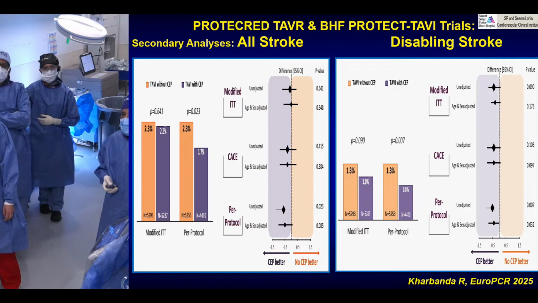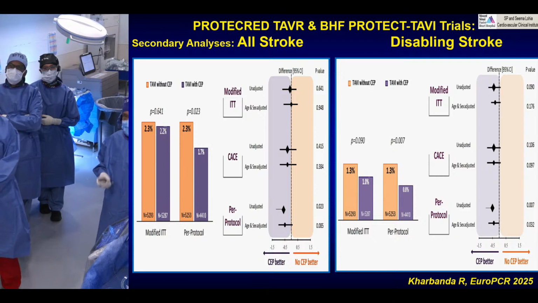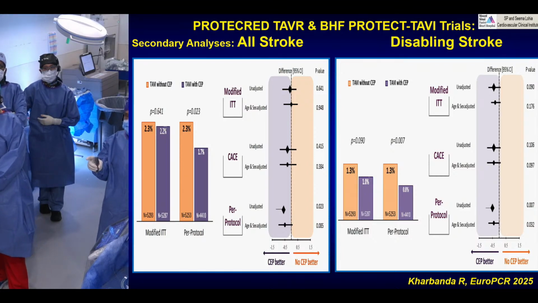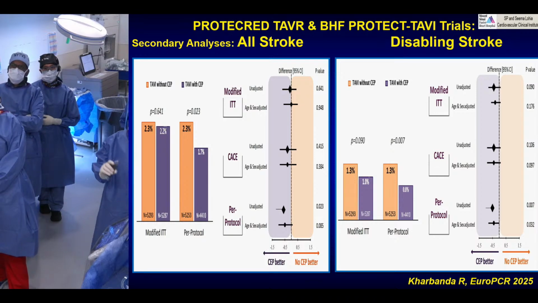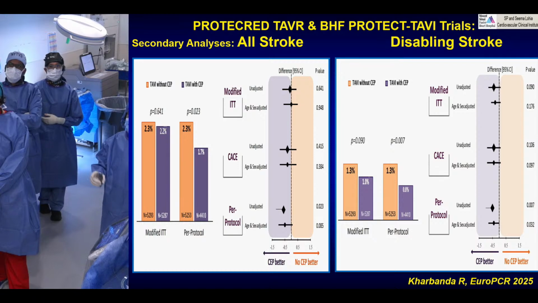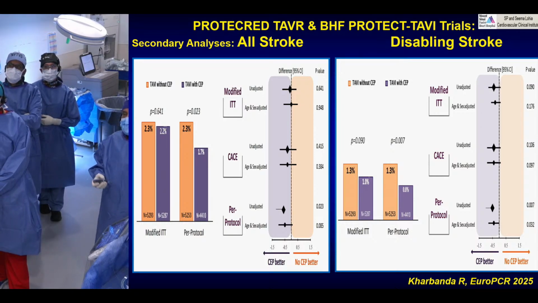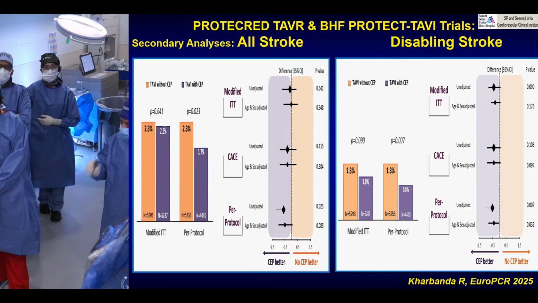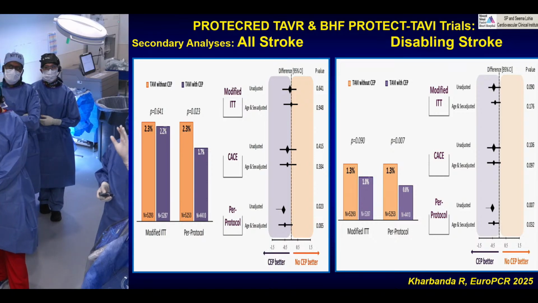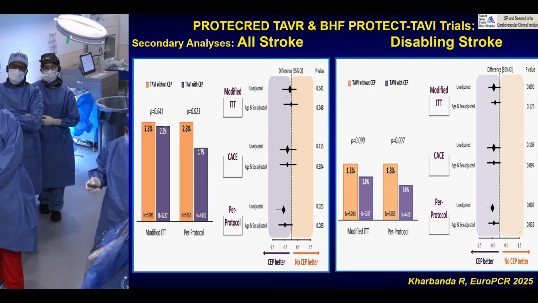All stroke is on the left side, disabling stroke on the right side. Even in the all-stroke per protocol, see the p-value becomes 0.09, kind of a trend. But for per protocol disabling stroke, it is absolutely positive in the adjusted and unadjusted groups. So clearly it seems that once you do it correctly as per protocol, timely, with good technique, and analyze the patients who got the CEP, there was a clear-cut benefit in reducing per protocol disabling stroke.